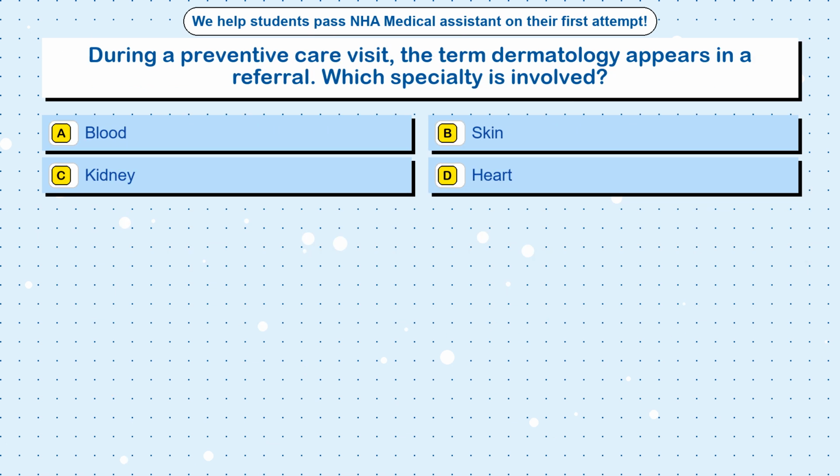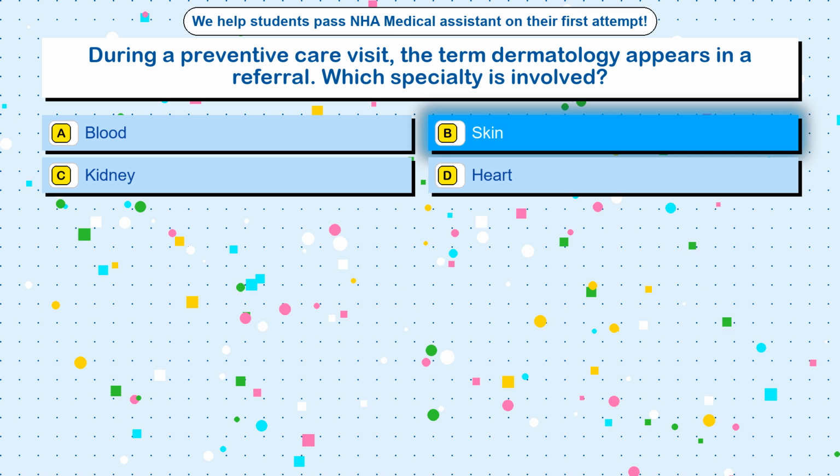Question 80. During a preventive care visit, the term dermatology appears in a referral. Which specialty is involved? Option A, blood. Option B, skin. Option C, kidney. Option D, heart. The correct answer is option B, skin.